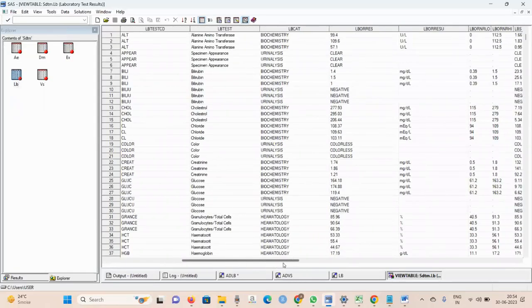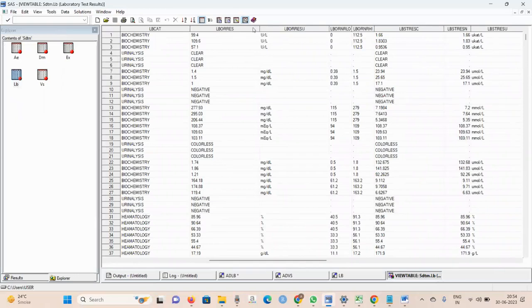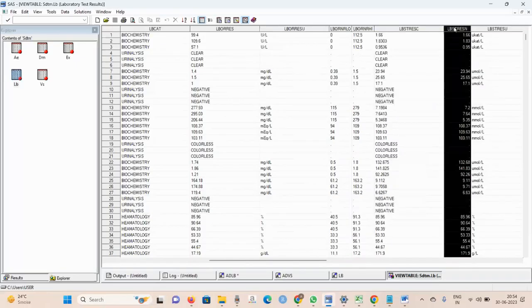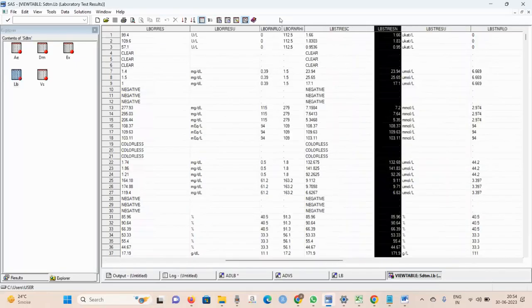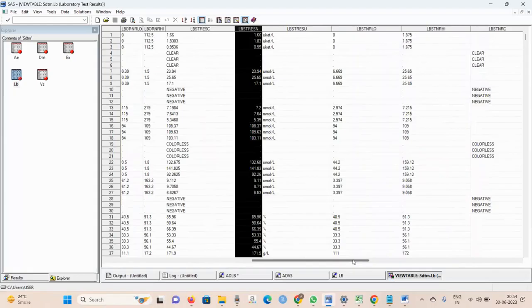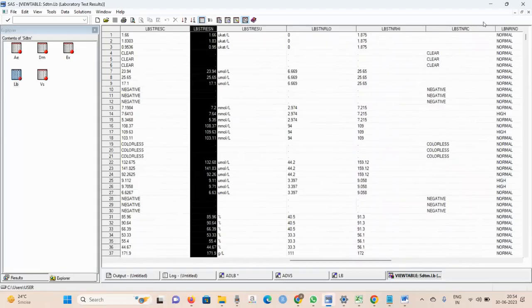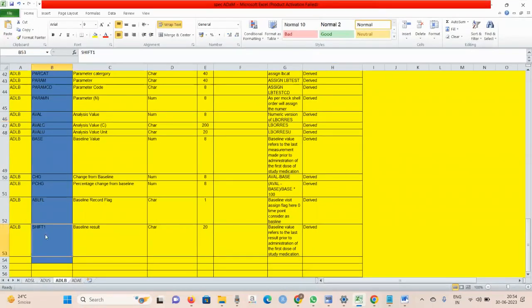Okay, so I have explained to you the last time. We have original results and original units, then upper value and lower value, and these are the standard results and standard units in the numeric format. For example, we have low and high, that is the upper and lower range. If your value is in between this range, it is considered normal. If it is above that range, it is considered high. So this is the range indicator, and it has to pop up as per the specification. For the shift baseline result, the base value refers to the last result prior to the administration of the first dose of study medication.